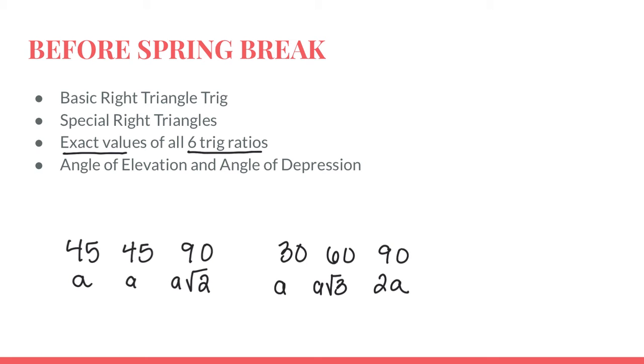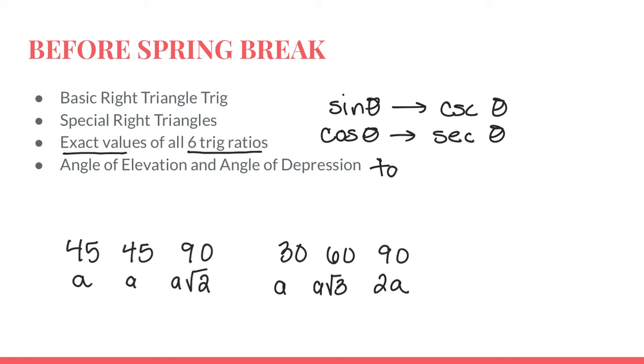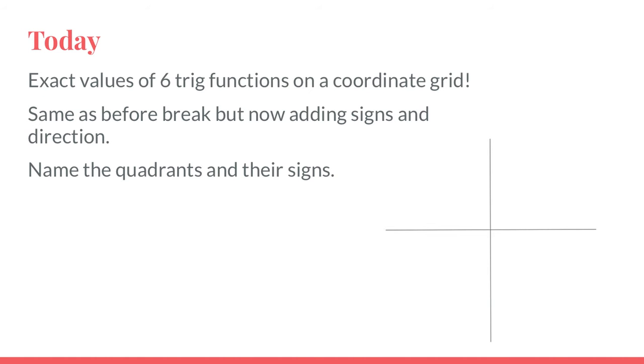all 6 trig ratios. We remember that sine and cosecant are reciprocals of each other. Cosine and secant are reciprocals of each other. And tangent and cotangent are reciprocals of each other. We then moved on to talk about angle of elevation, angle of depression, stressing how important it was that we drew our diagrams correctly. Before break, we found the exact values of all 6 trig ratios.